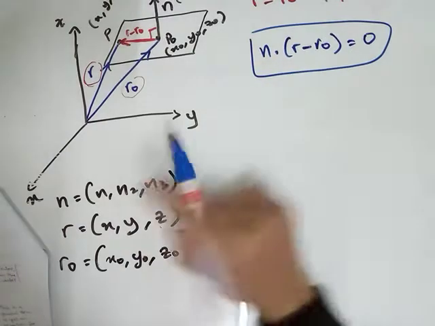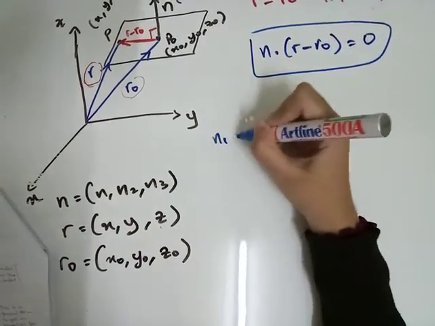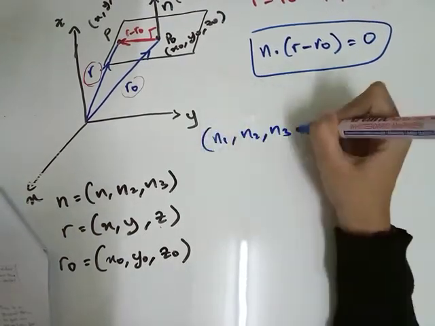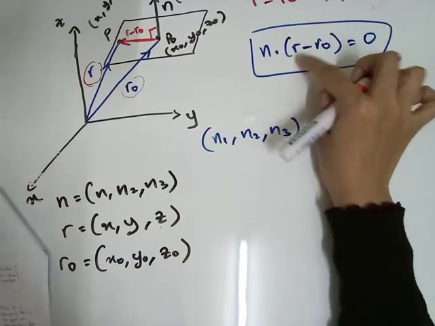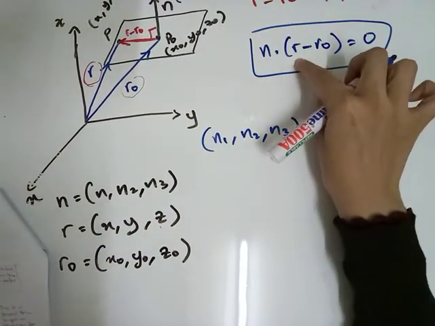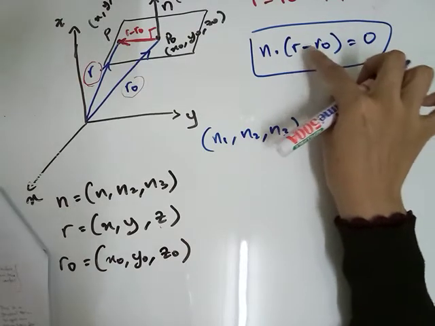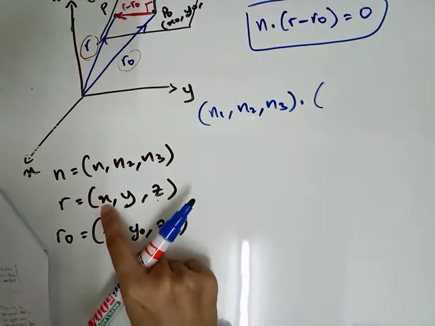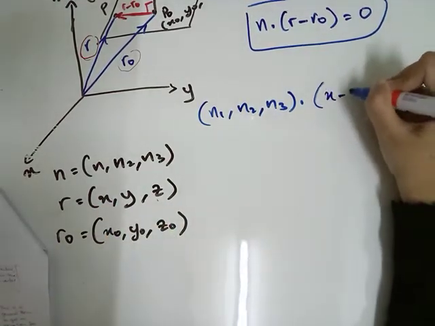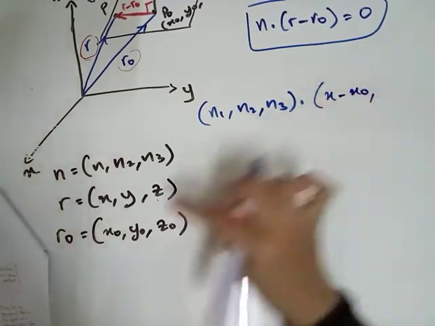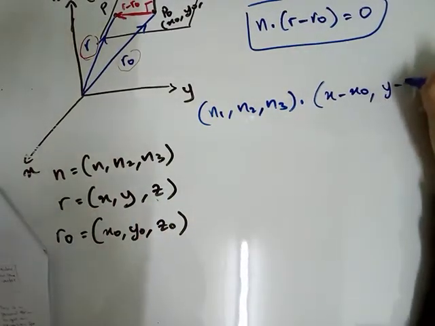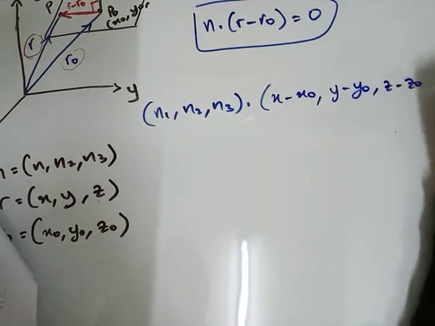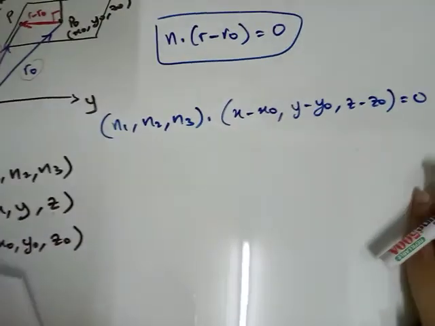So n is n1, n2, n3, dot r minus r naught. Since r is x, y, z and r naught is x naught, y naught, z naught, that means x minus x naught, y minus y naught, and z minus z naught equal 0.